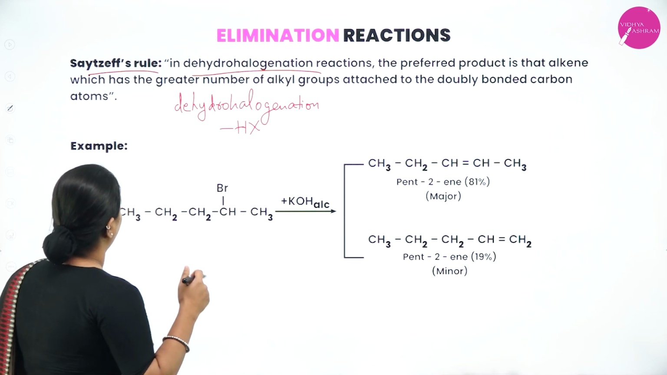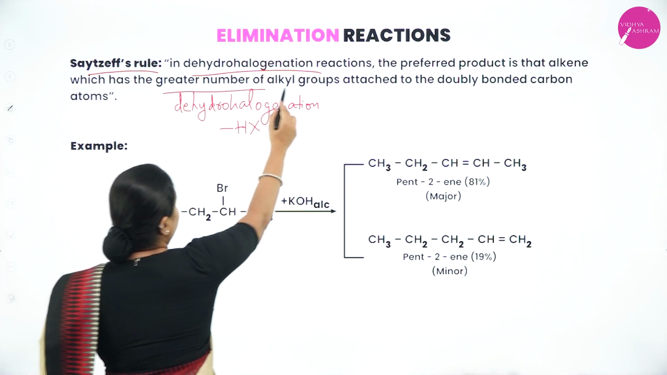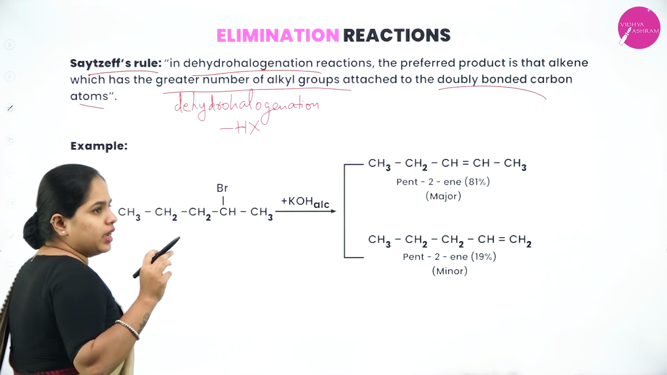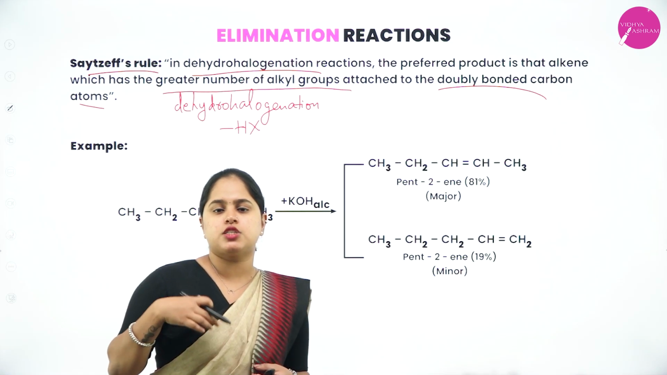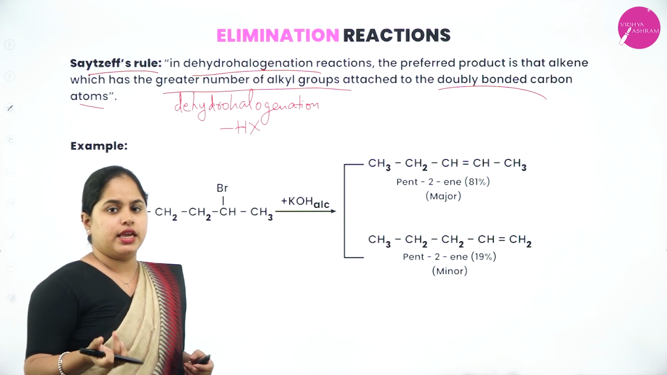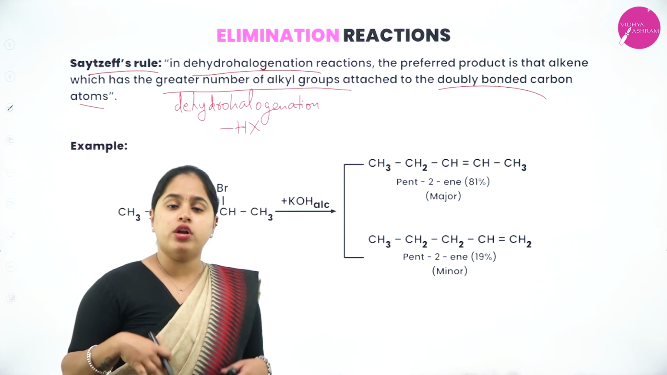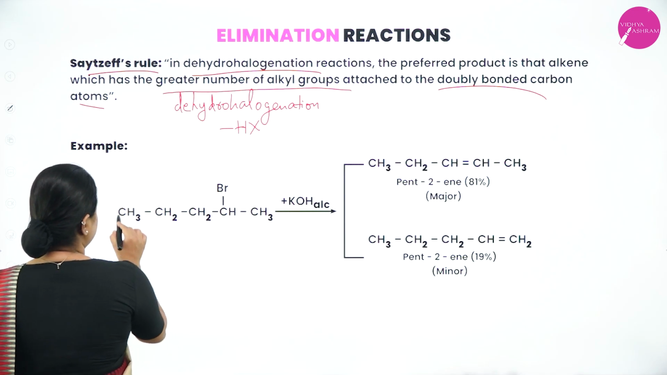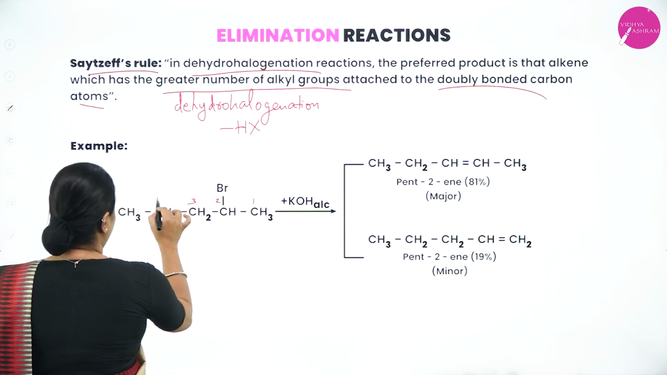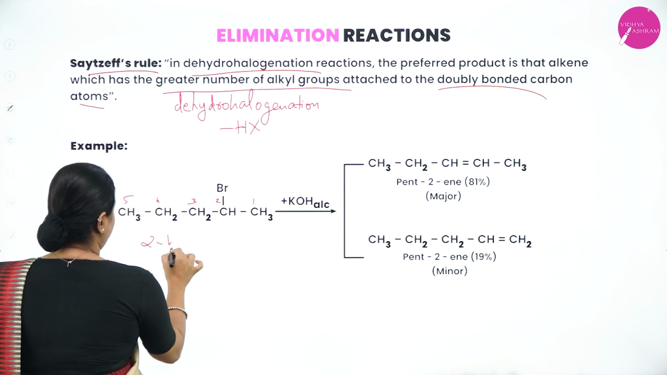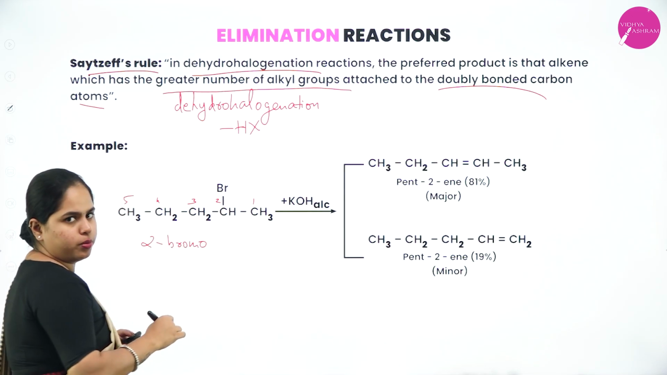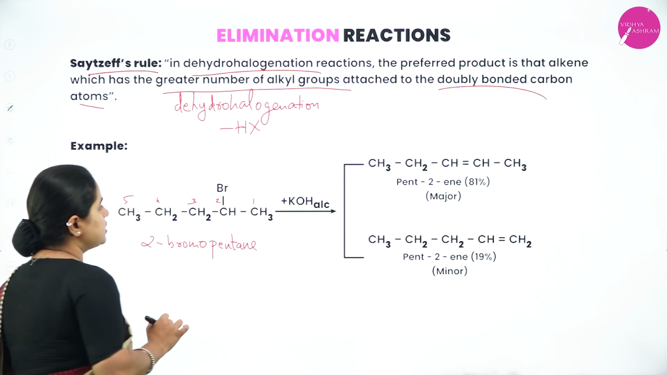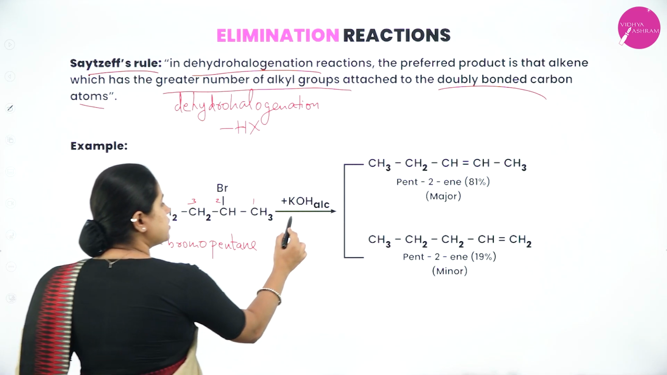The preferred product is that alkene which has the greater number of alkyl groups attached to the doubly bonded carbon atoms. So if there is more than one beta carbon, that is more than one beta hydrogen possibility is there, then whichever alkene has the more number of alkyl groups, that will be the preferred product. So let's take an example and understand. You can see this is 1, 2, 3, 4, 5. So this is 2 bromo. On second carbon atom, you have a bromine group, right? So 2 bromo, 5 means it is pentane, right? Okay, so this is the haloalkane which is taken here in presence of alcoholic KOH.